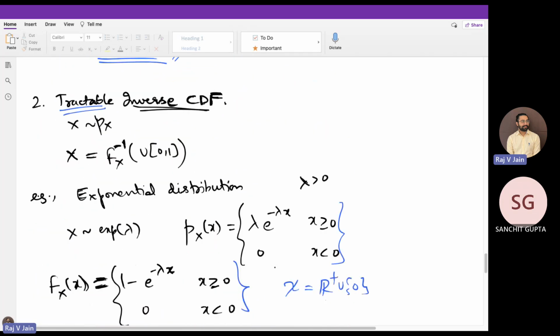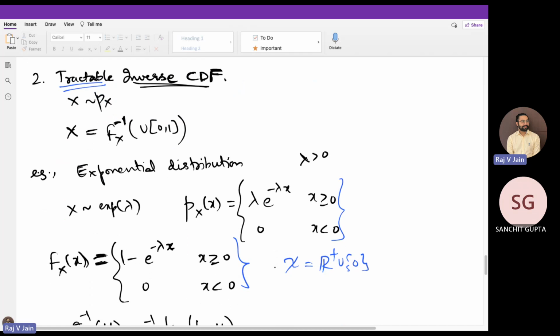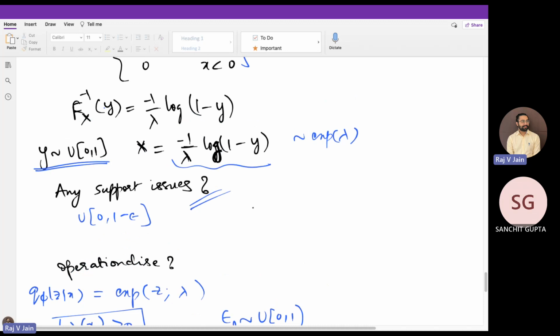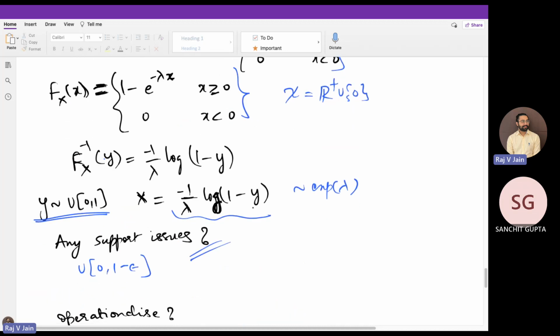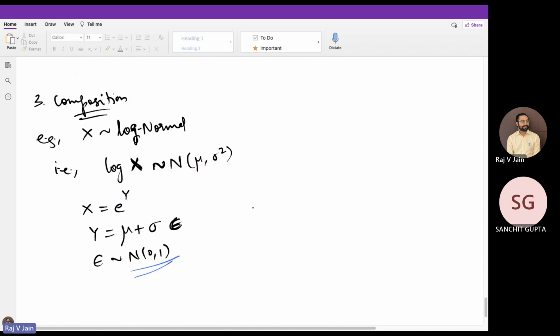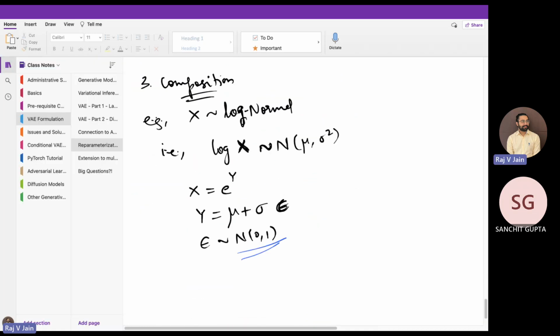We also spoke about something called the inverse CDF method, where because the CDF of a particular random variable is always uniform over 0 to 1, we could always use the inverse of the CDF to get the random variable back. We also discussed what the encoder should predict in that case and how you would end up using such a thing, and then composition-type variables.